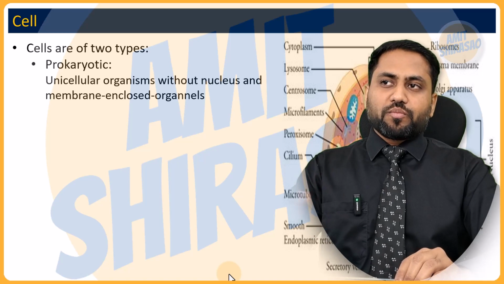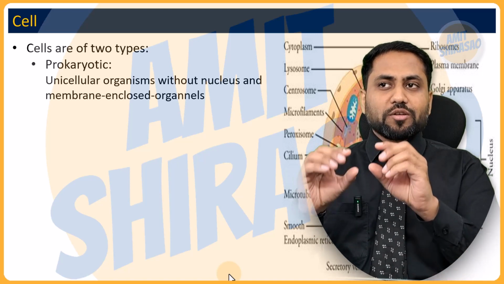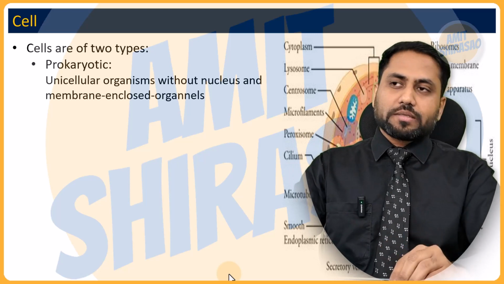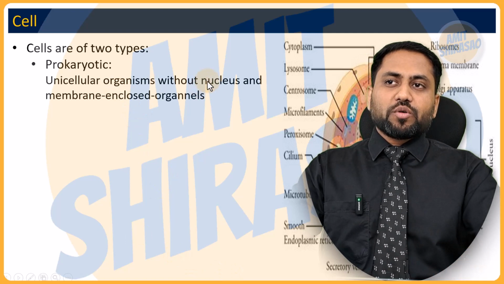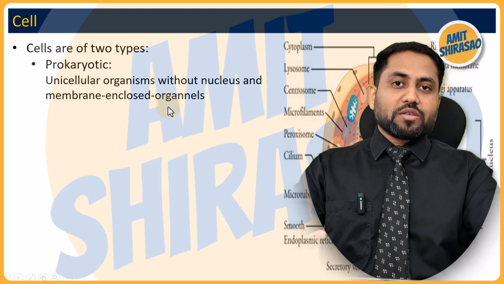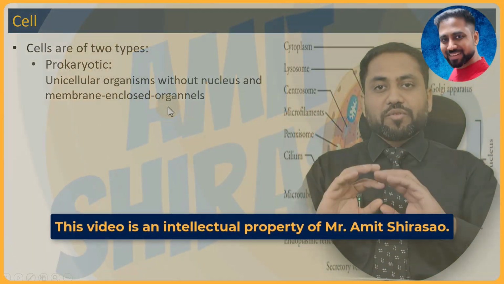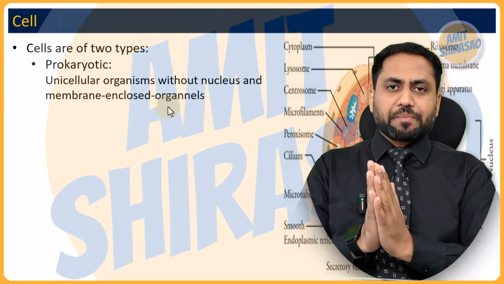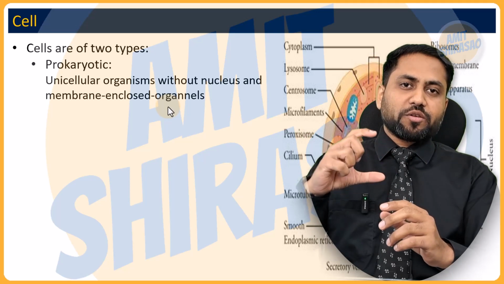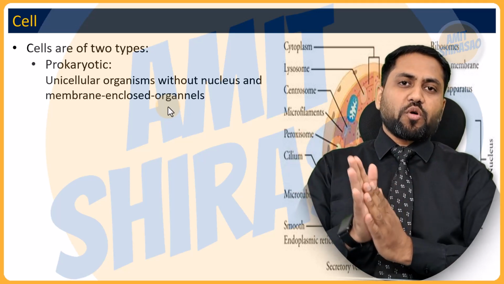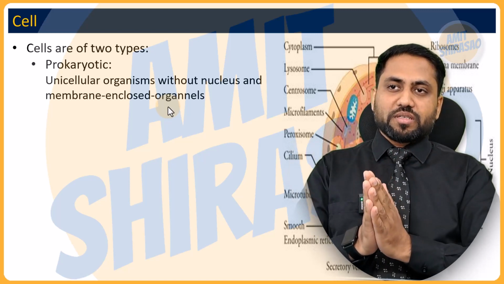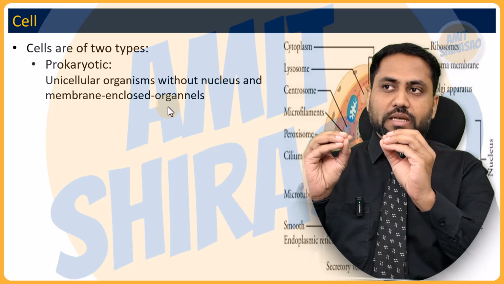Cells are of two types. Prokaryotic cells means unicellular organisms are basically a single cell, right? And those are called prokaryotic cells. So, unicellular organisms without a nucleus and membrane-enclosed organelles. They will only have a cell membrane and cytoplasm. Inside that, everything is khichdi. Everything is mixed up. They don't have a nucleus, they don't have a mitochondrion, they don't have different organelles. Everything is mixed up within that jelly-like fluid called cytoplasm. So those are called prokaryotic cells.